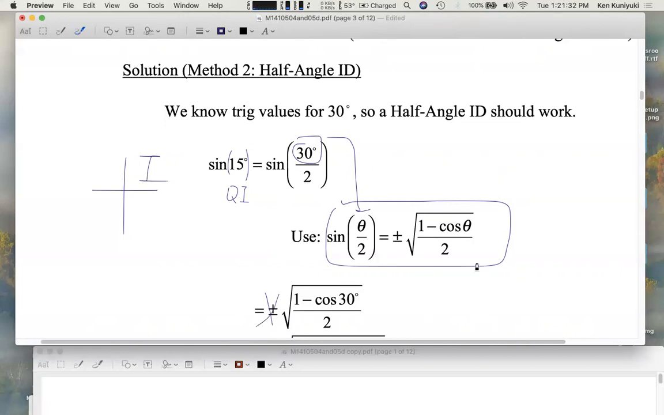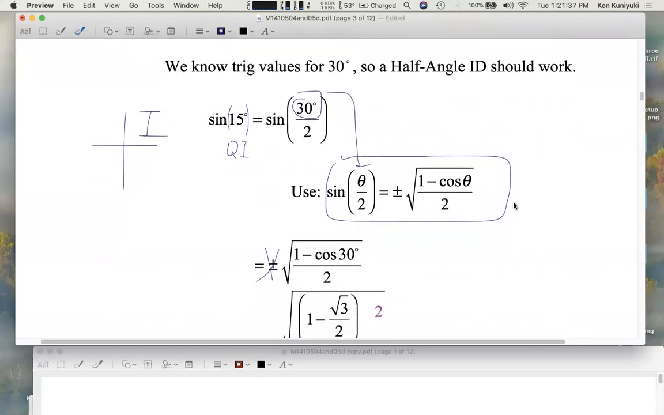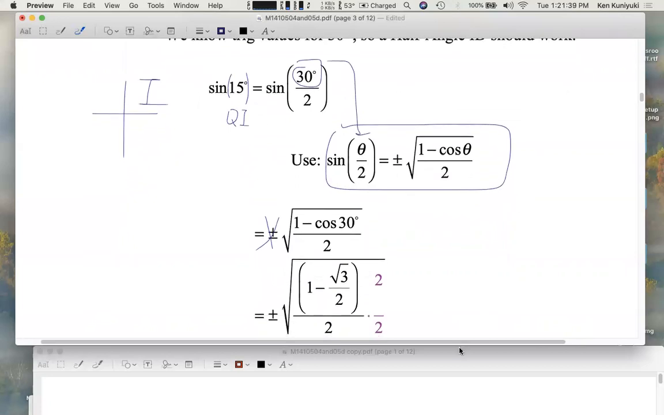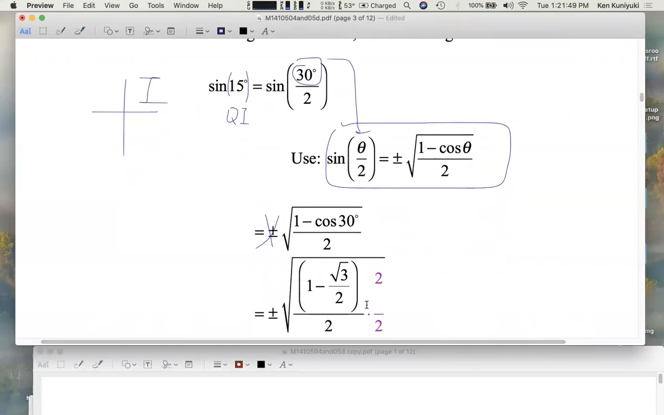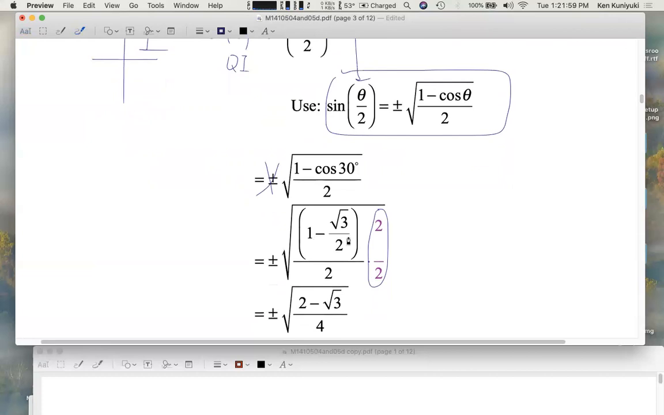What is the cosine of 30 degrees? We already figured that out in the previous method. Cosine of 30 degrees was root 3 over 2. But now we don't like the fact that we have a compound fraction in there. And also, we'd like to rationalize the denominator. So let's multiply by 2 over 2. We're multiplying by 1 here. When we do that, and we distribute through the top, 2 times 1 is 2, minus this fraction times 2 is root 3. All over 2 times 2 is 4.